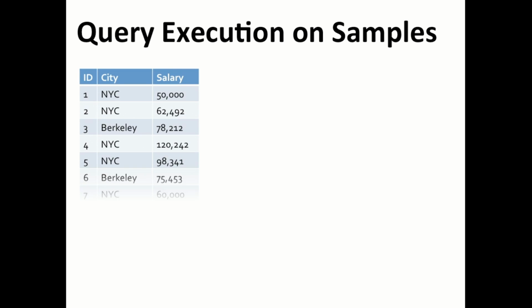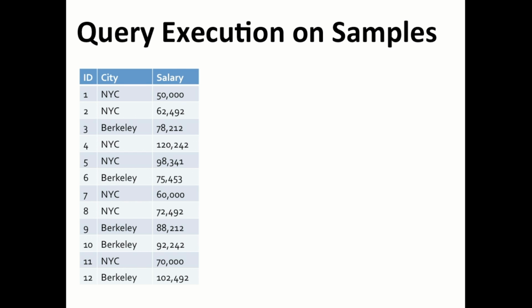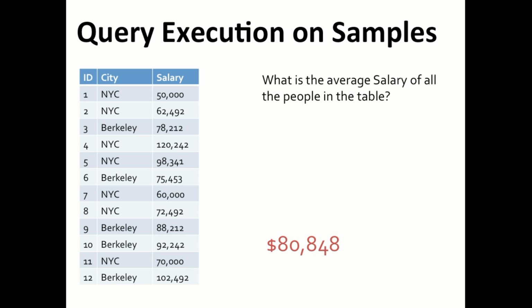Now, what do I mean by query execution on samples? So let me illustrate it with a simple example. Let's say that we have a small table that reports the location and salaries of all the employees that work in a particular company. Now, if I want to ask a question as to what is the average salary of all the people that work in this company, one option is that I can always go to this table, read all the rows in this table, and give you an exact answer.